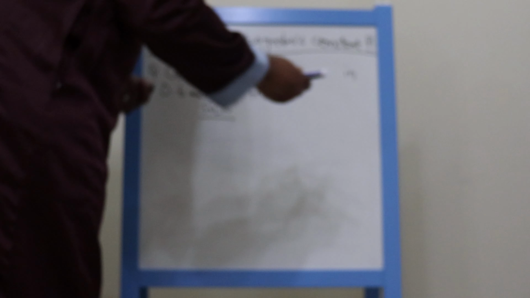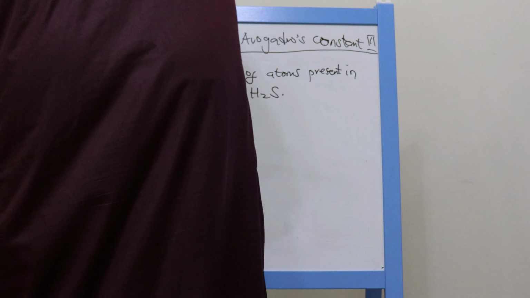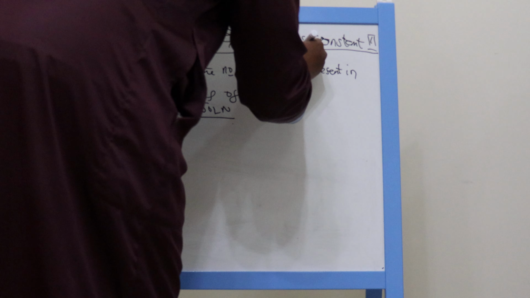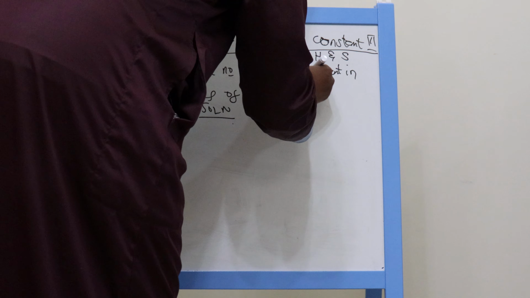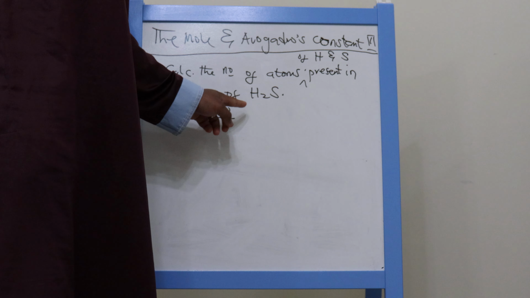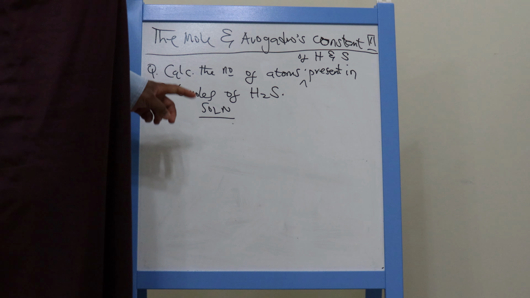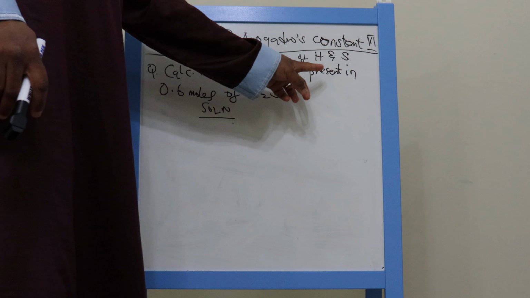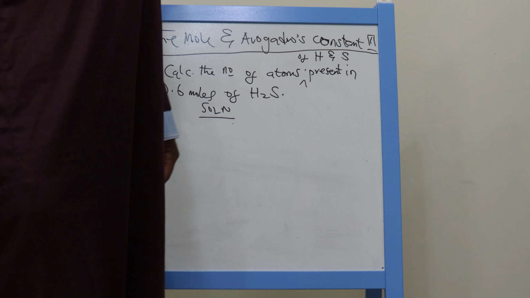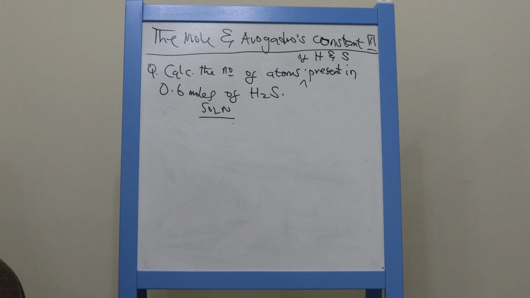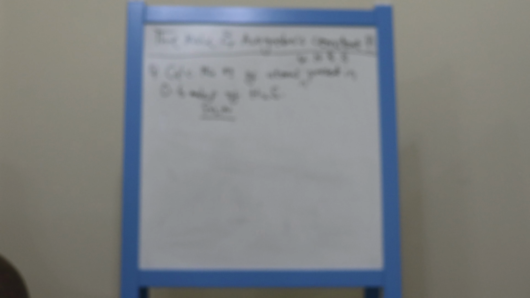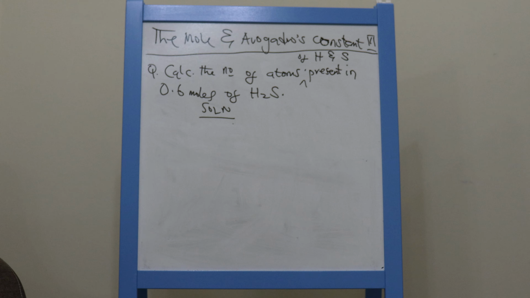So the next one is: calculate the number of atoms of H and S, of hydrogen and sulfur, present in H2S. In H2S, remember we have hydrogen and sulfur. Those are the two elements that we have. They are the constituents of hydrogen sulfide. So we are going to calculate the number of atoms of H and S present in 0.6 moles of H2S. That is the question I wanted to write to start with, and not the other question. That one is straightforward and we've dealt with it. This is my focus.